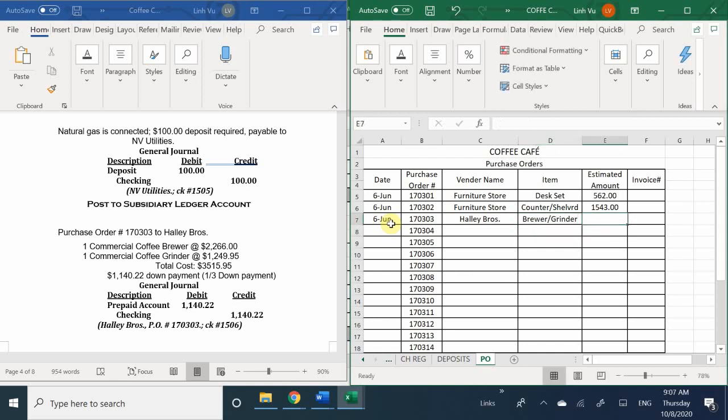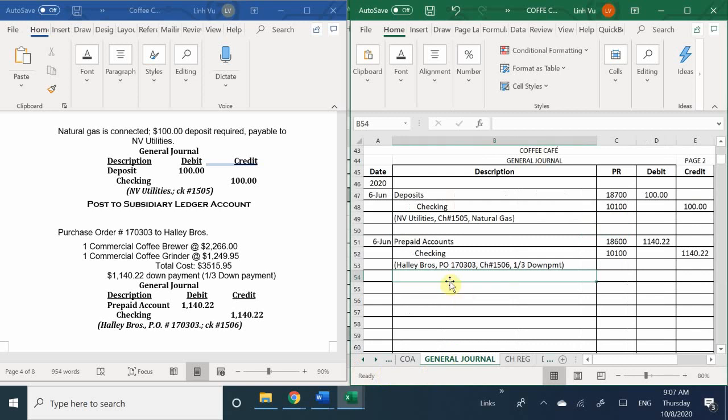And how much was my estimated bill for? $3,515.95. So at least we can say we're expecting, since we submitted a purchase order, a brewer and a grinder to arrive at my store. That is that right there. Now going back to my journal, we completed every single transaction here.